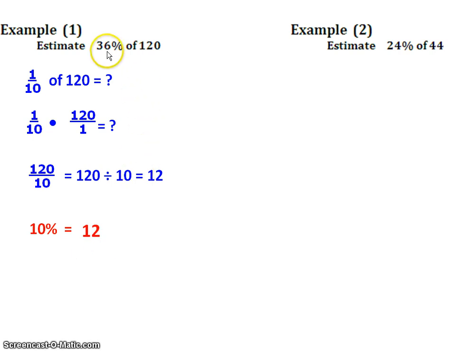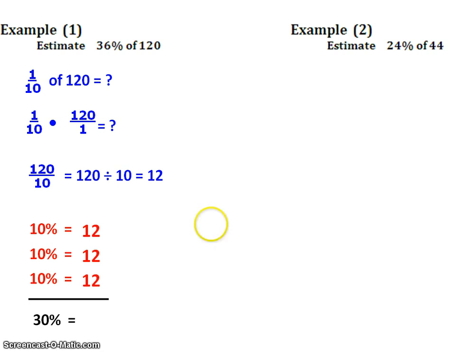Remember, I'm trying to get 36%. So I'm going to need another 10%, again, which is equal to 12. Now I have 20%. In order to get 30, I'm going to need one more 10%, which is another 12. At this point, I have a total of 30%. I'm going to add the three 12s together. So 30% of 120 is 36.